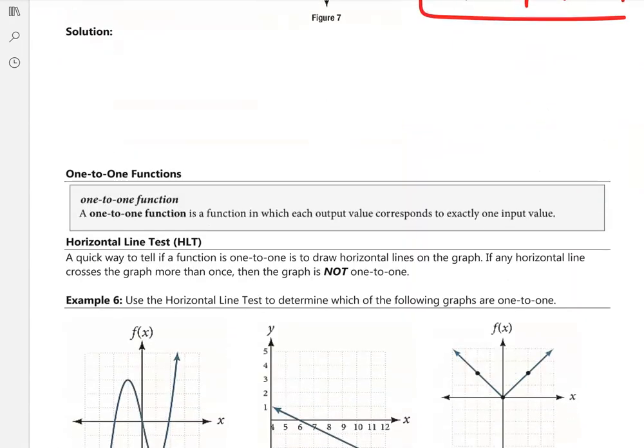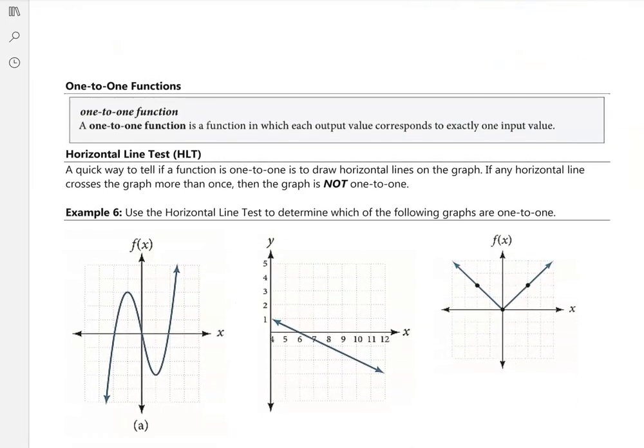Okay. Next, one-to-one functions. A one-to-one function is a function in which each output value corresponds to exactly one input value. The best way to tell if a function is a one-to-one function is by using a horizontal line test. If any horizontal line crosses the graph more than once, the graph is not one-to-one. So let's take a look at these examples here.